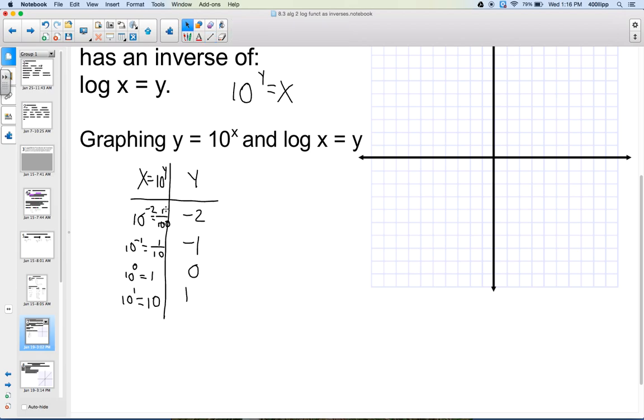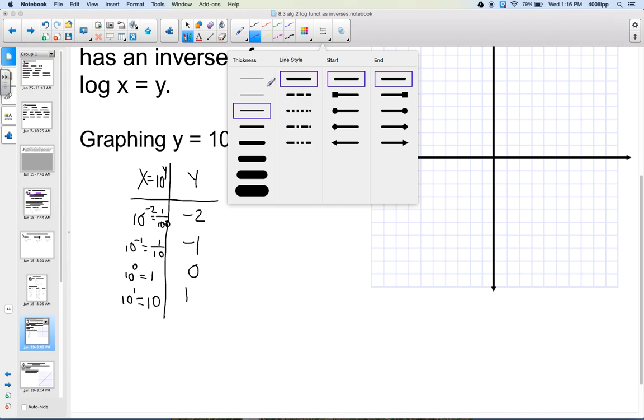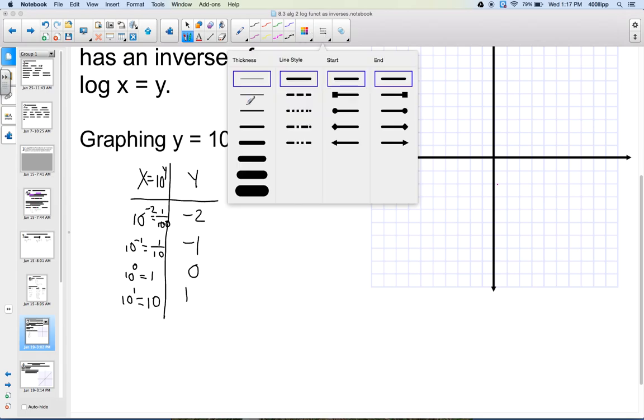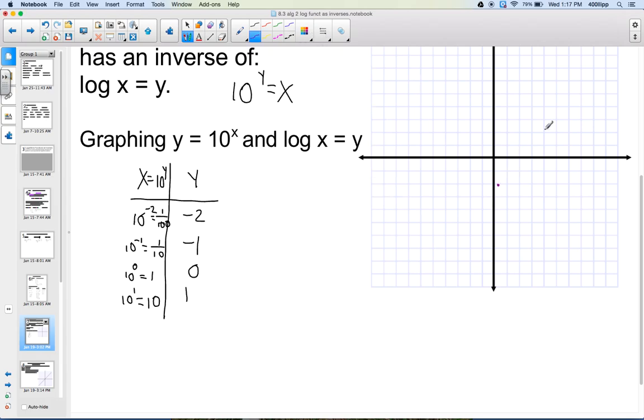when I graph these, 1 over 100, -2. If I try and graph that, we're going to see that I'll have 1 over 100, it's going to be really close to here, and then -2 down here. Okay, make that a little bigger. There we go. 1 over 10, -1 is right here, about.